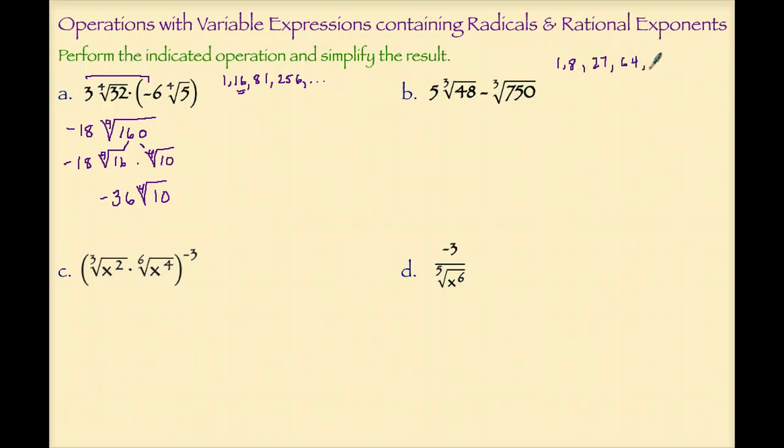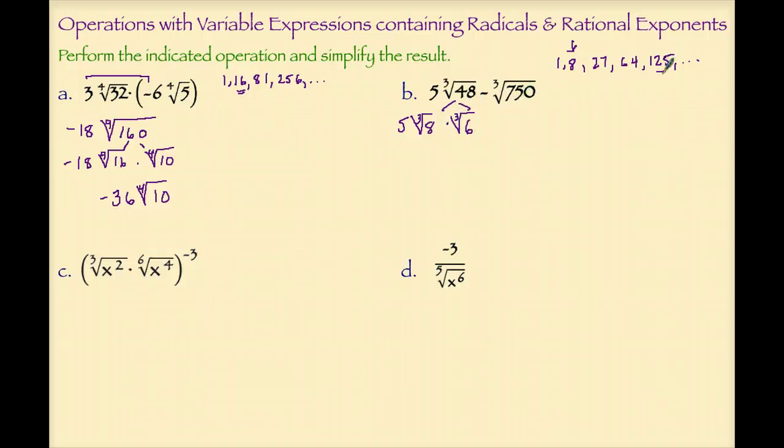And let me just put a few up here. You can see that 48 is not on the list, but 8 divides evenly into 48. So let's simplify the cubed root of 48. The 5 is outside waiting, and then of course 48 breaks into the cubed root of 8 times the cubed root of 6.